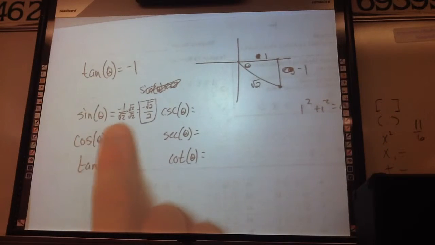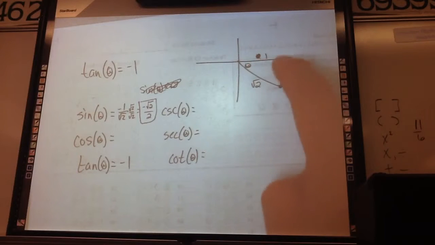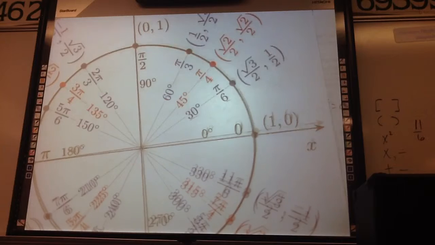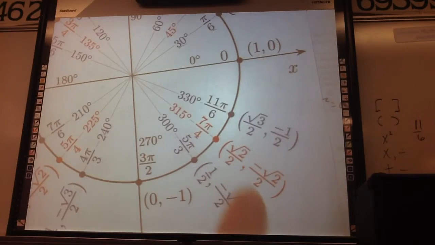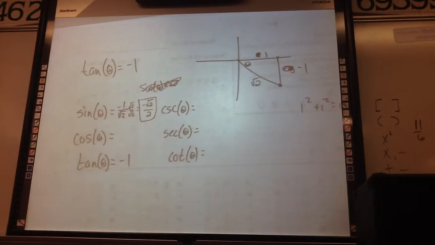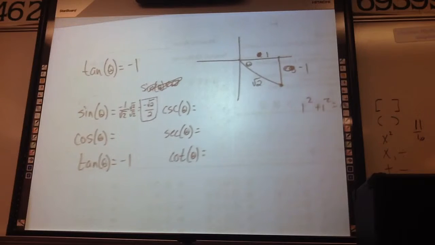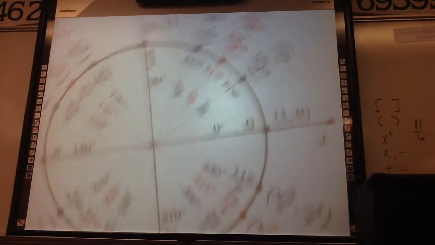The sine of theta is just this y value, isn't it? This angle is 7 pi over 4. I know that because the sine of 7 pi over 4 is negative root 2 over 2. Like if I said the sine of theta equals the negative square root of 2 over 2, can you tell me what the angle is? Yeah, 7 pi over 4.